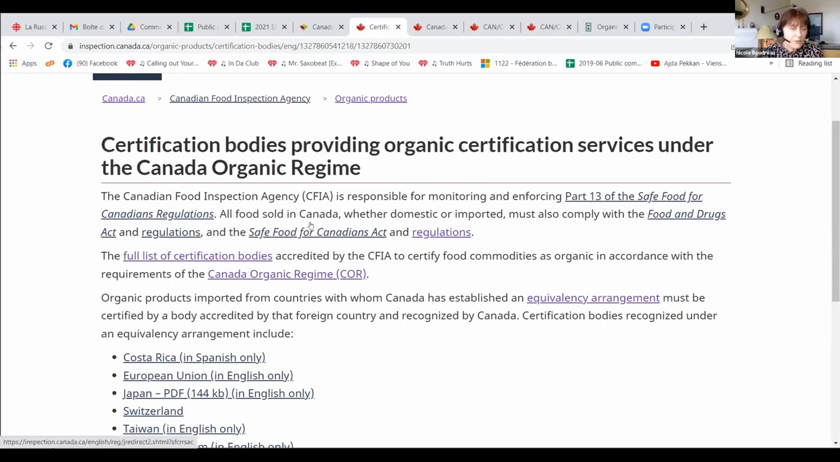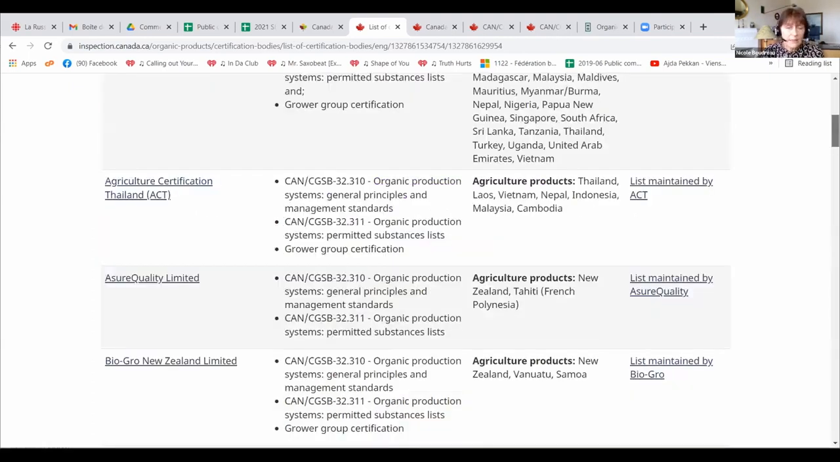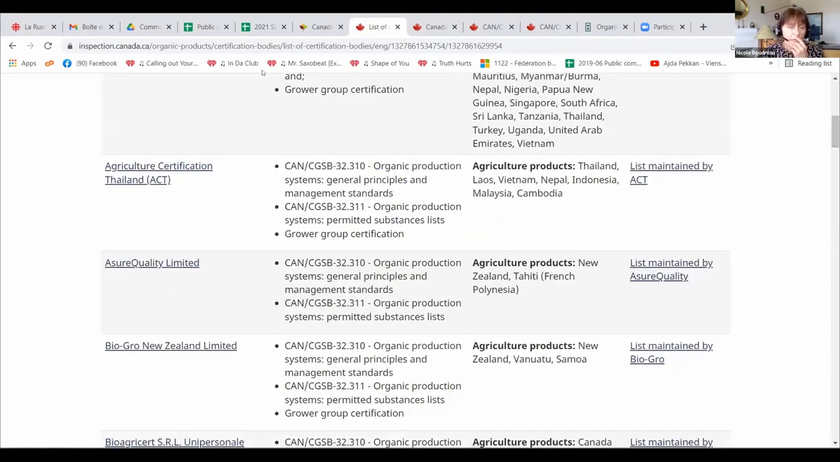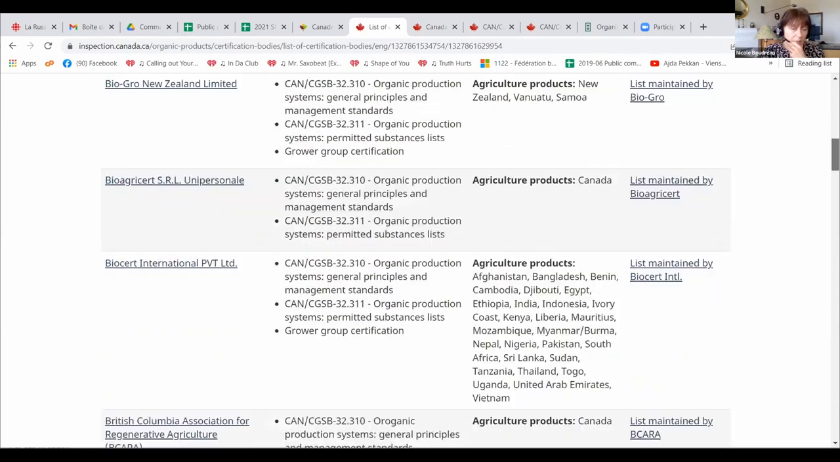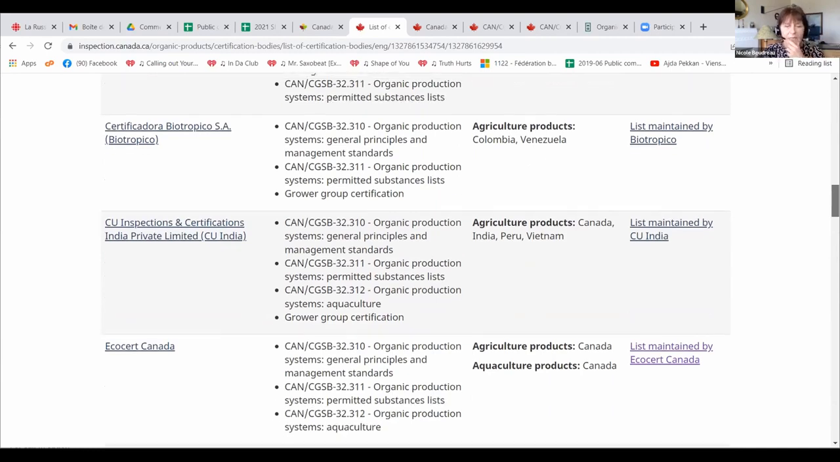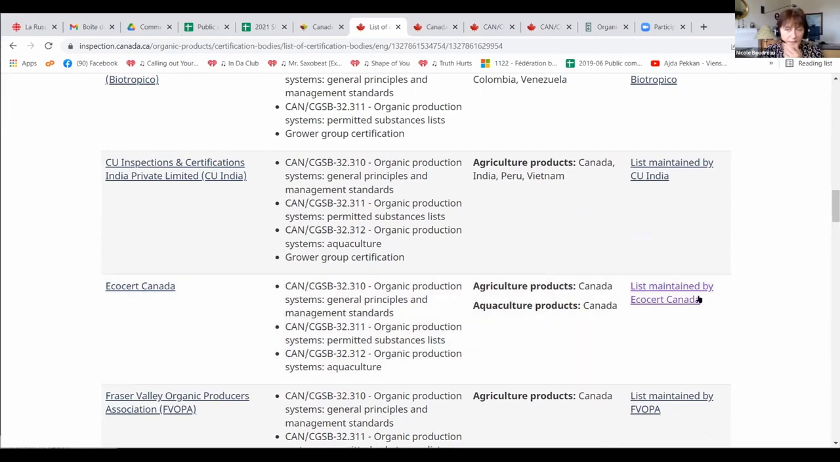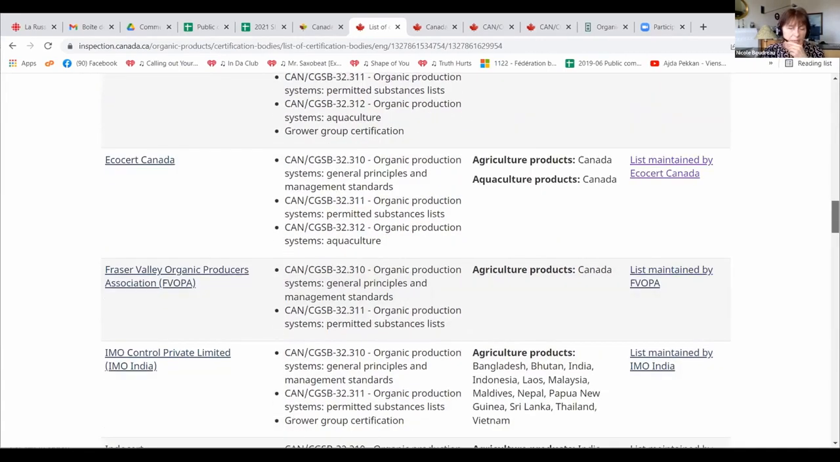And the full list of certification bodies is here. What is interesting is that many of these certification bodies are in Canada. I think it's always better to work with a CB, a certification body. CB is the acronym that you will see all the time. And these CBs have the list of the certified organic operations that they monitor and supervise.